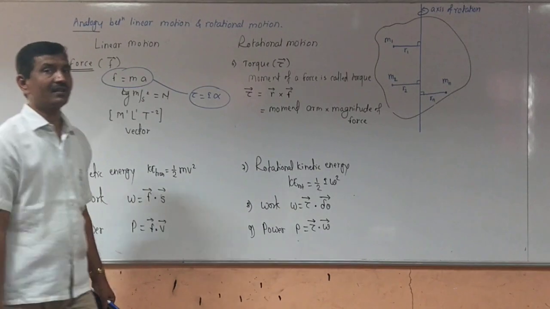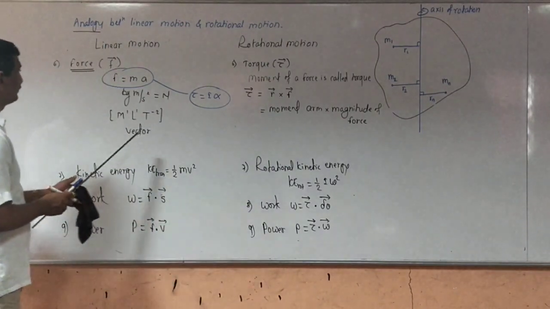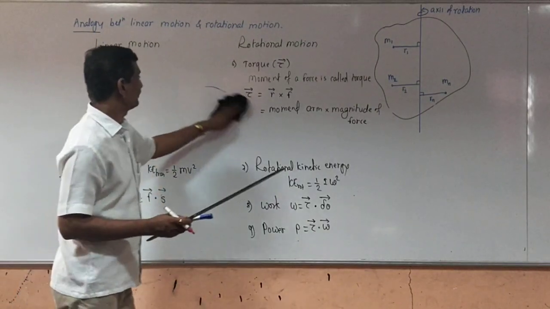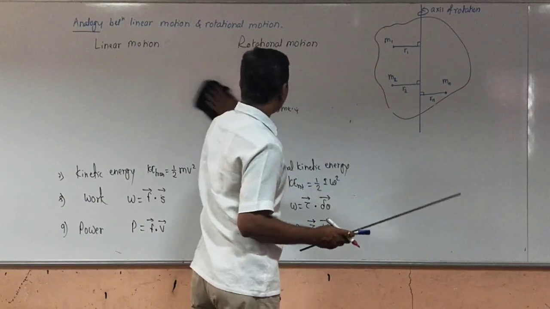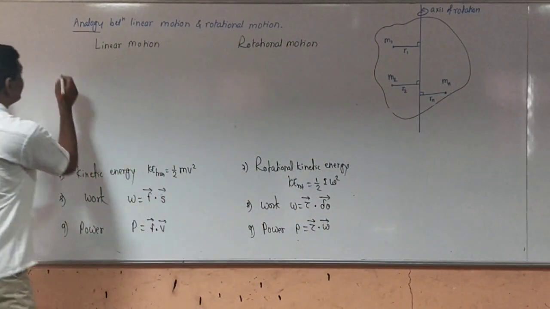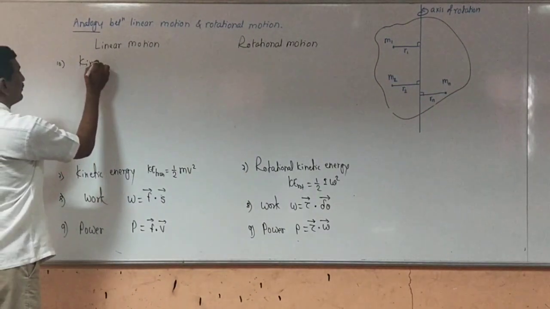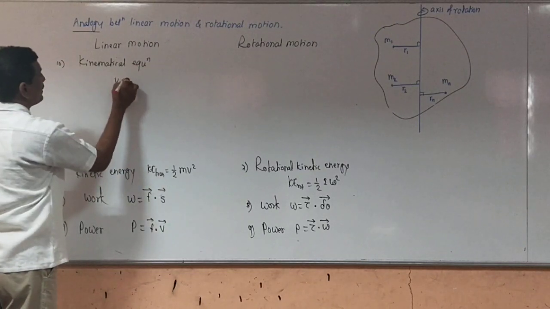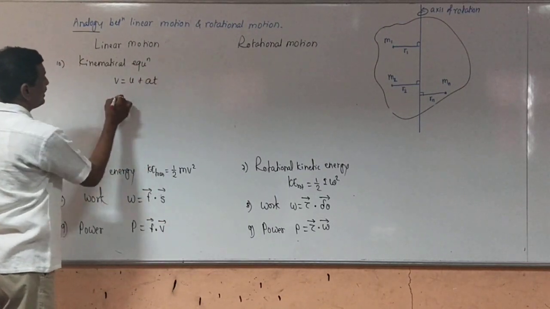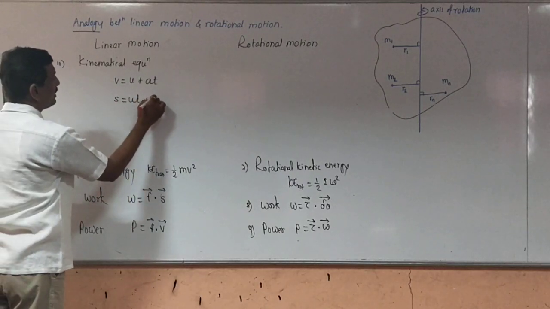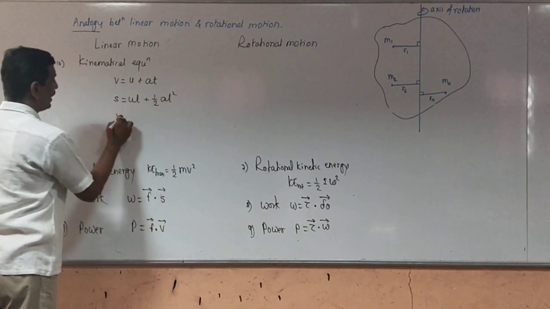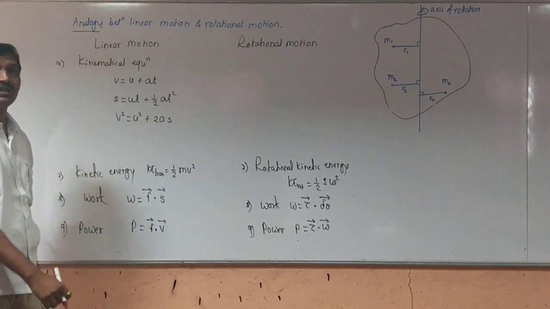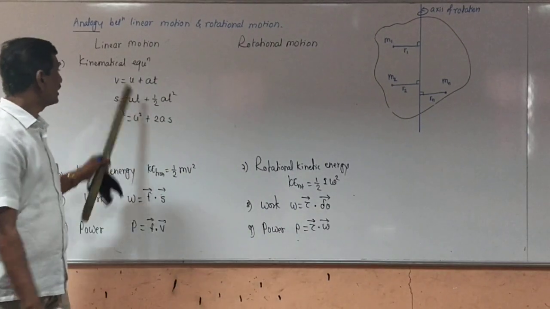And last point we discuss here, the kinematical equations. So you are well familiar with the kinematical equations in case of a linear motion. So first kinematical equation is what? Kinematical equations in case of a linear motion are what? V is equal to U plus AT, S is equal to UT plus half AT square, and V square is equal to U square plus 2AS. These are the three kinematical equations in case of a linear motion.